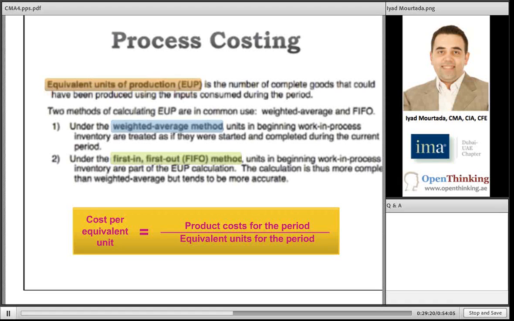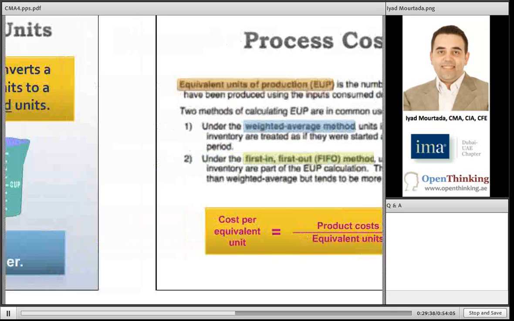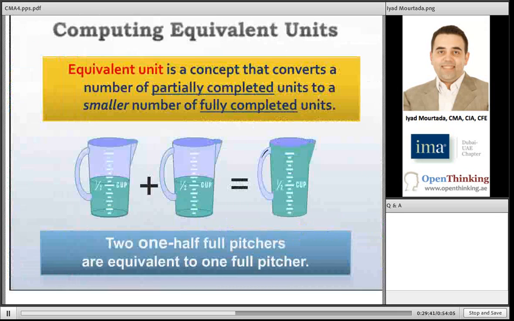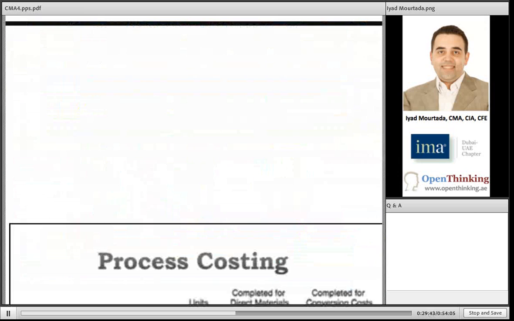And cost per equivalent unit, this is how we measure it. We say a product cost for the period over equivalent units for the period. To understand how much the products were actually costing us during this period, we have half products finished. We say how much the cost for the period compared to how many equivalent units we finished during this period. And this will determine exactly how much the actual cost will be.